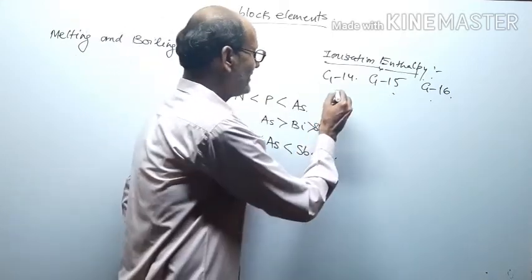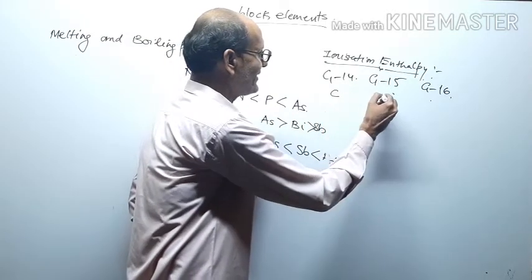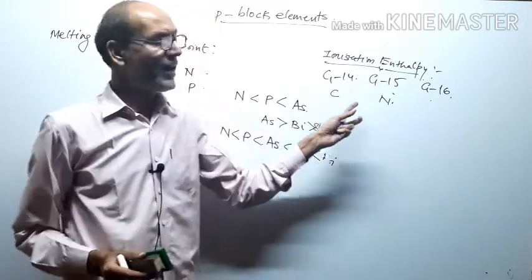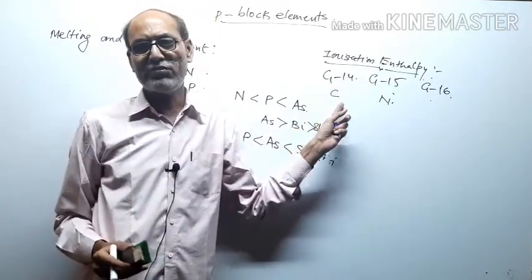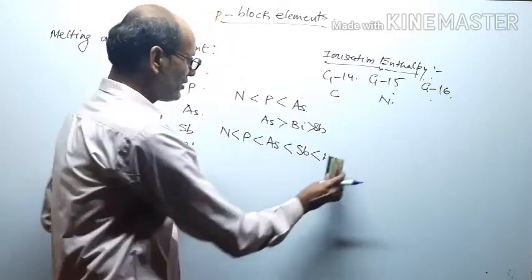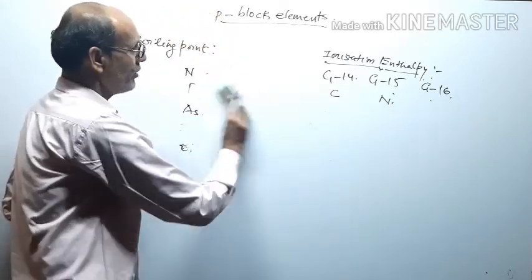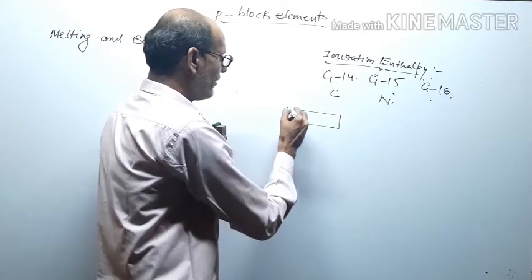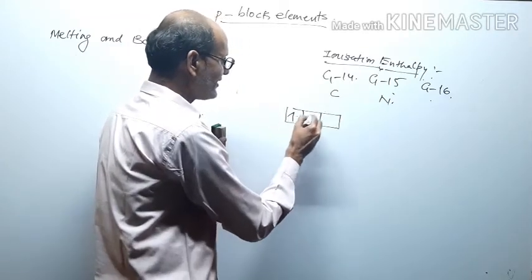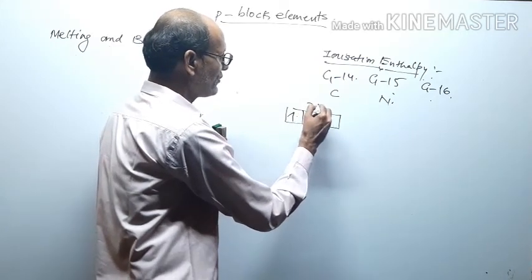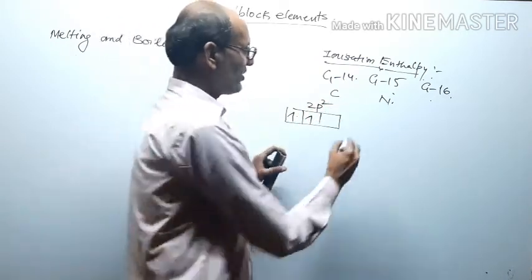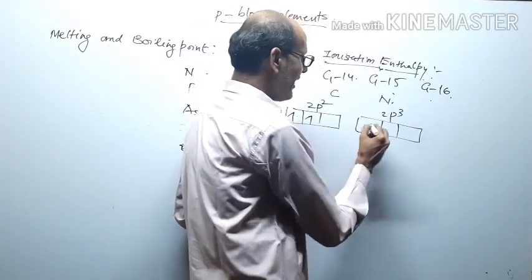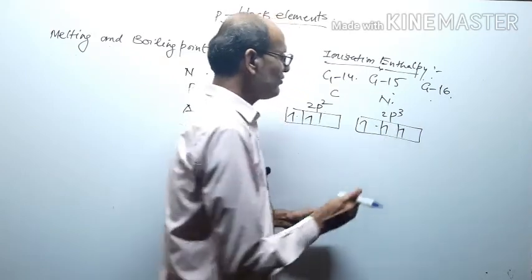And why is this? Here we see carbon and here is nitrogen. There is only a variation of one electron. Carbon has 2 electrons in the p shell, while nitrogen has 3 electrons in the p shell. So what will happen here? If we write the configuration of carbon, we observe there are 2 electrons in the p orbital, so the configuration is 2p2, while the configuration of nitrogen is 2p3, which has 1, 2 and 3 electrons.